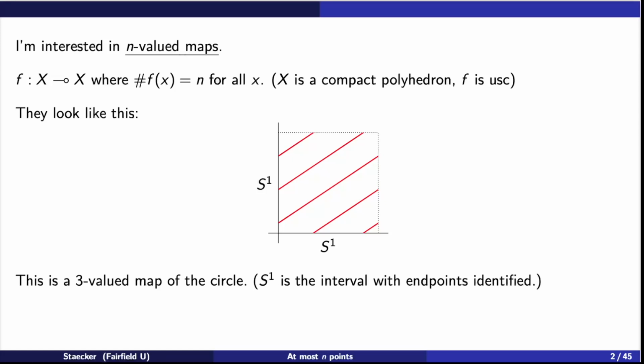S1, the circle, I will always consider as the interval with the endpoints identified. So for this to be continuous, this point here must have the same y value as this point over here. All right, and remember, when I say n-valued, I mean exactly n, no less than n, all right?